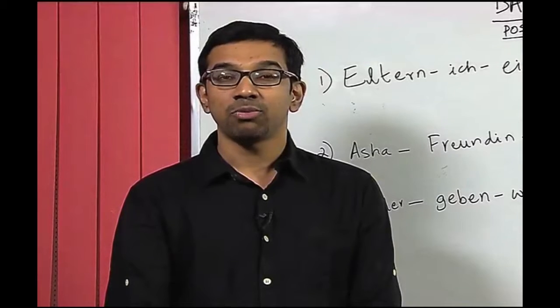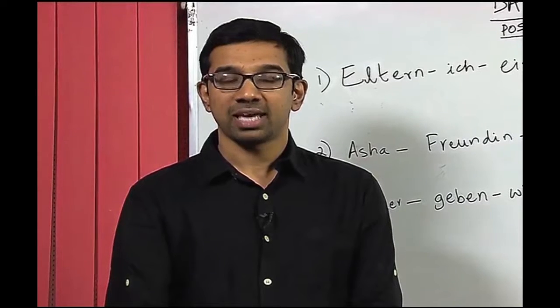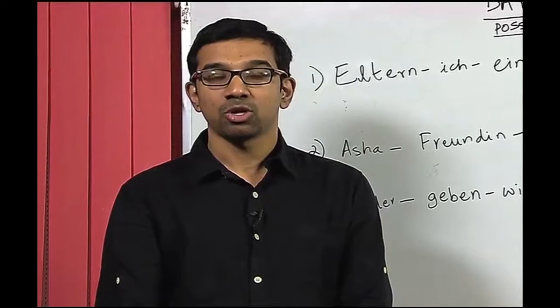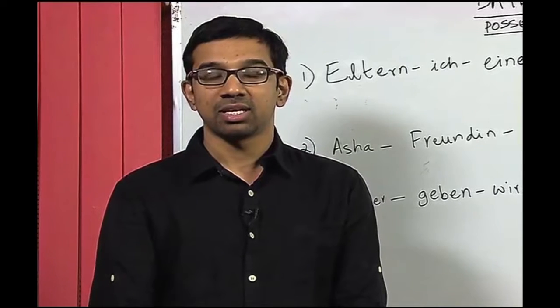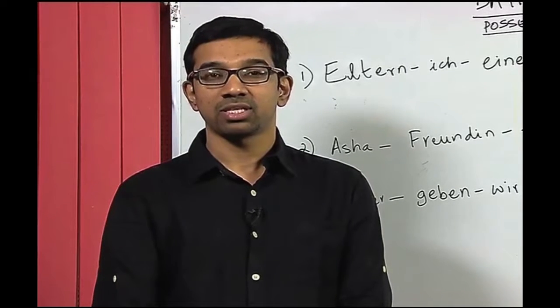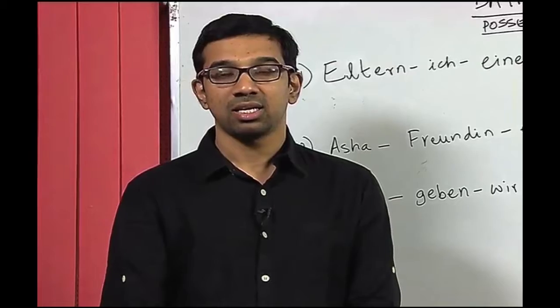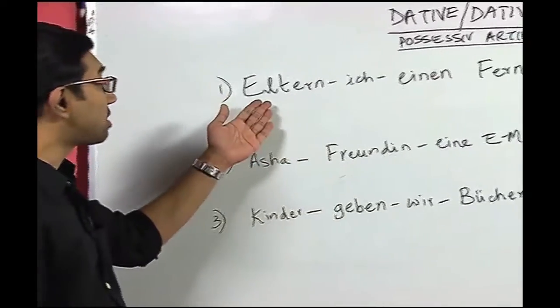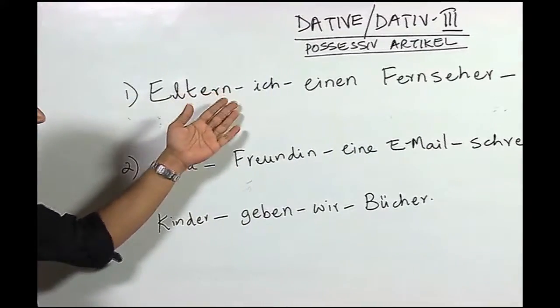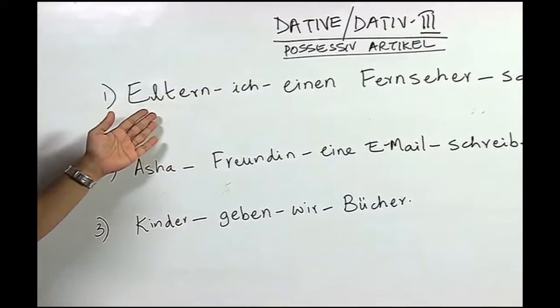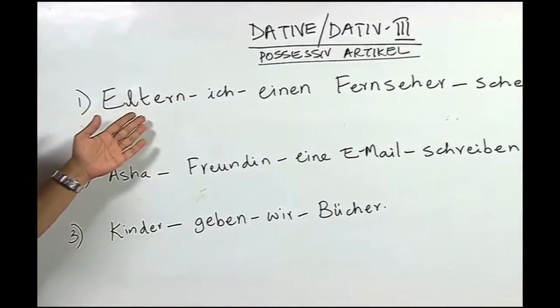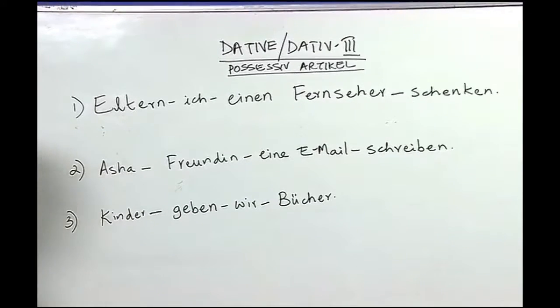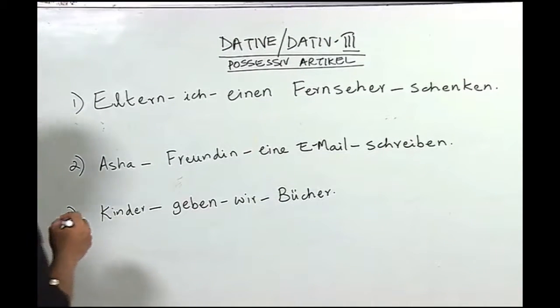Now, before we wind up, let us do another exercise as a part of the revision for the possessive article in dative. This is not like the previous exercise. This here is an exercise which consists of nouns and verbs, and we are supposed to make correct sentences which include the possessive article in dative. Now, let us look at sentence number 1.